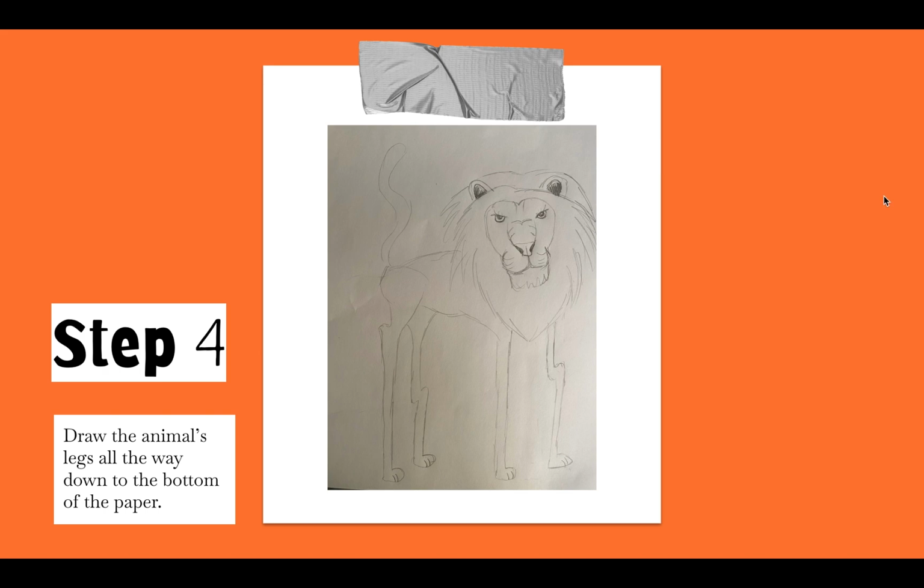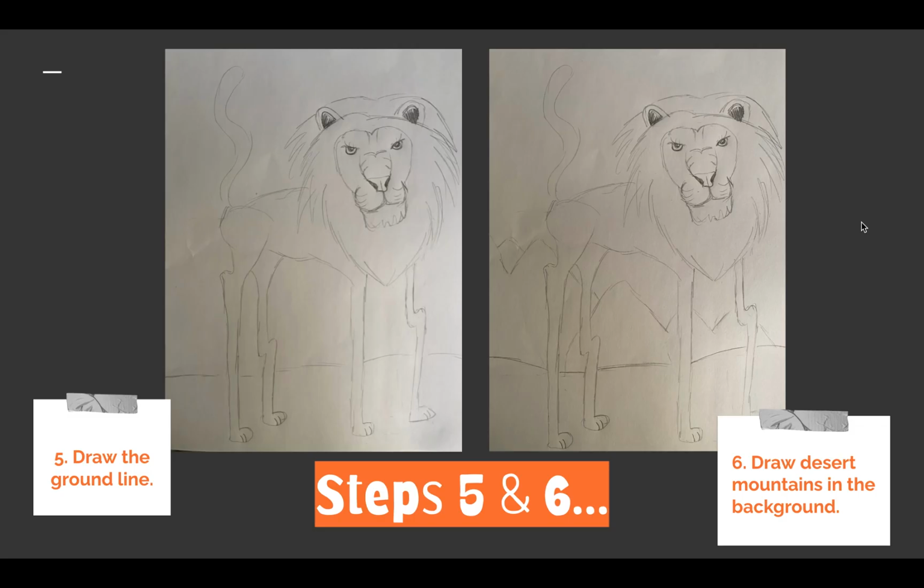Please pause this video at any point if you would like to take the time to sketch out your artwork. Number 5, draw the ground line. So you can see there's a ground line here in the background. That'll show that the animal is actually standing on something instead of just floating on the paper.